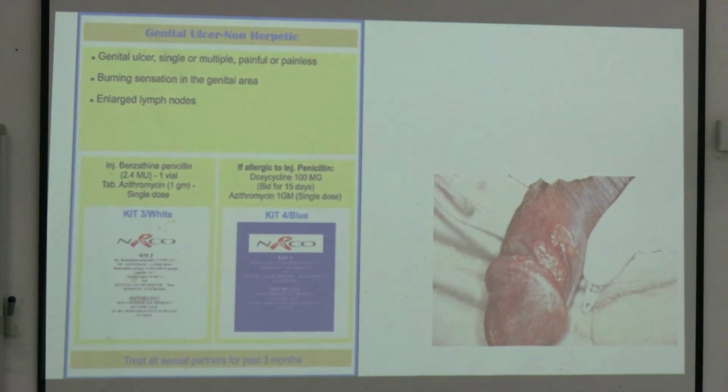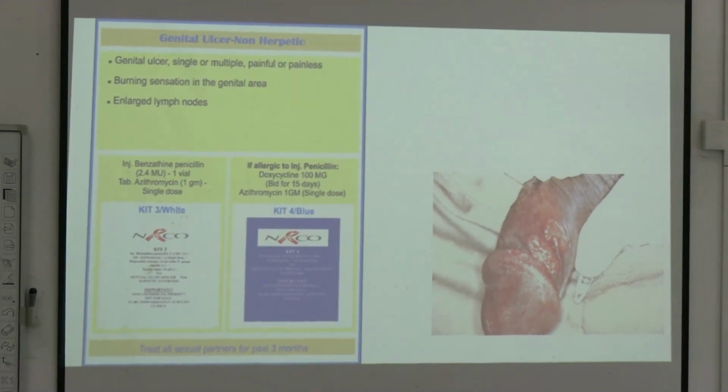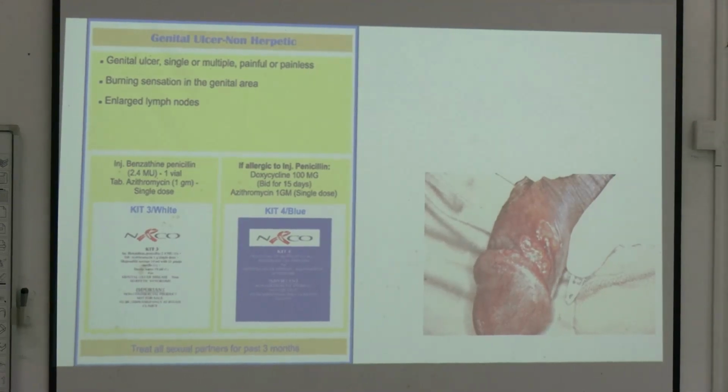However, if we don't have the setup to get the person tested, we can go with the syndromic approach. So in the syndromic approach, this would be characterized as genital ulcer disease in the non-herpetic category. I'll show you the picture of a herpes infection, and then you can easily understand why I am saying it is non-herpetic. So now look at what the syndromic approach tells us. This is a non-herpetic genital ulcer, and it's a single or multiple ulcer. And what would be the drugs that should be given? It's benzathine penicillin and azithromycin.